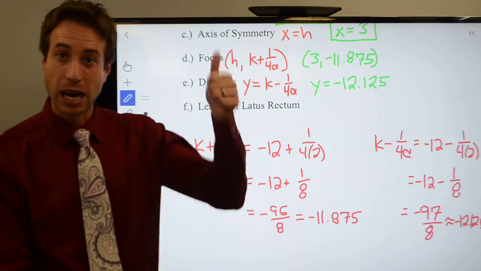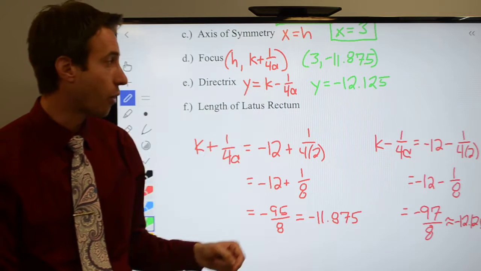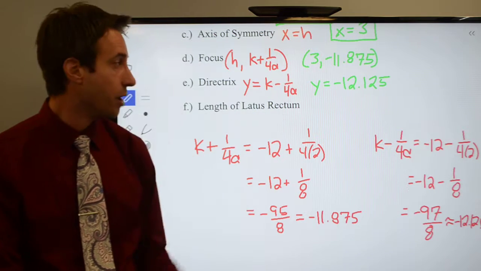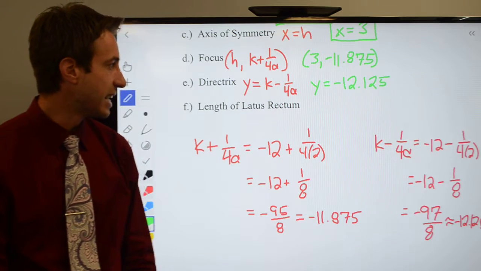The focus is up from the vertex a distance of 1 over 4A. The directrix is below the vertex by a distance of 1 over 4A. That's why that one's plus and that one is minus.